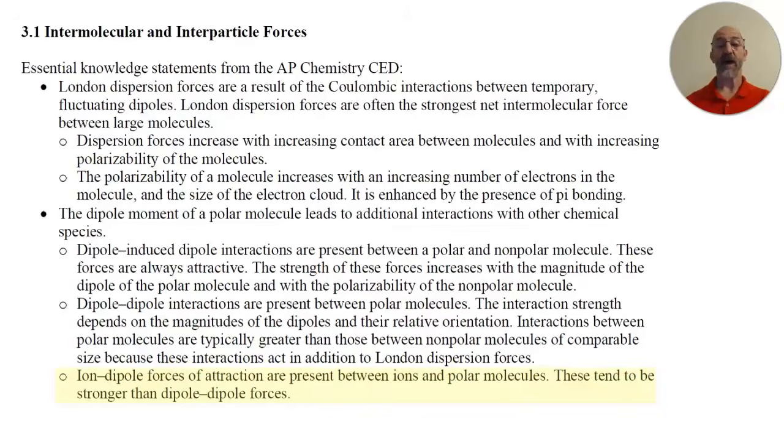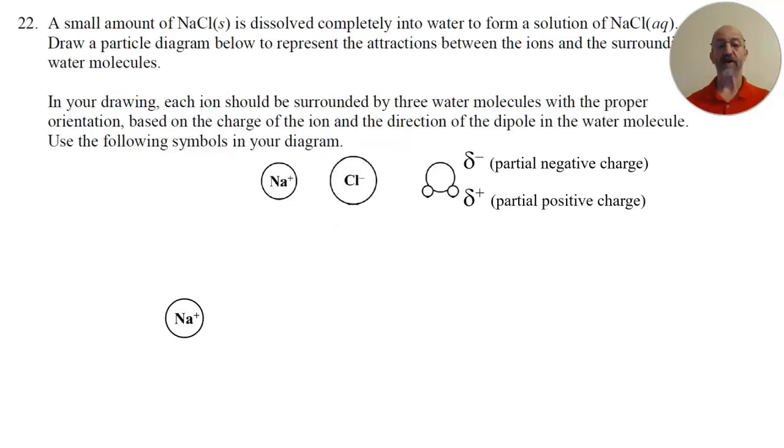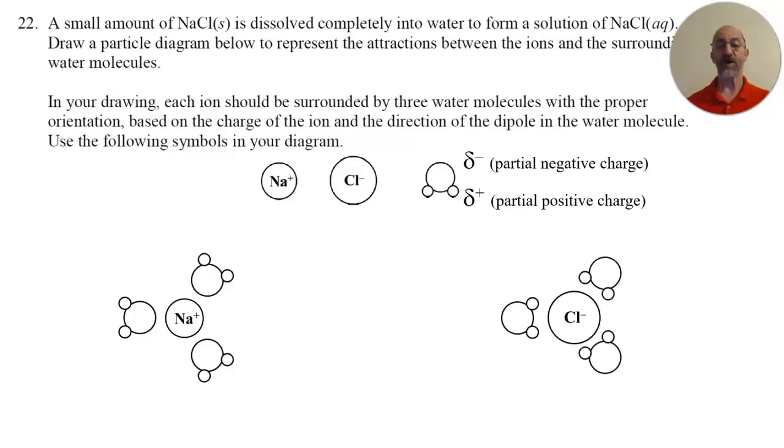Now, in my video for topic 3.1, when I was talking about ion dipole forces, I had presented this question. So I have a sodium ion on the left, and I have a chloride ion on the right. So there's the sodium ion surrounded by 3 water molecules, and there's the chloride ion surrounded by 3 water molecules. Now look carefully at the orientation of the water molecules around each ion.